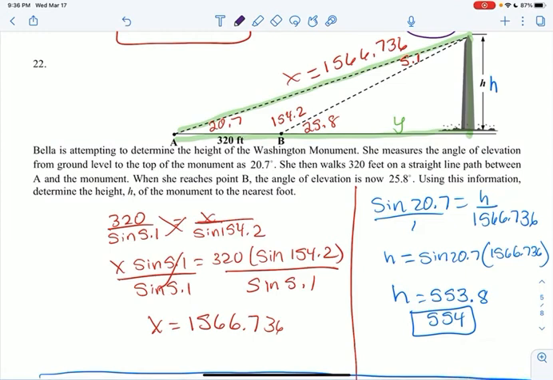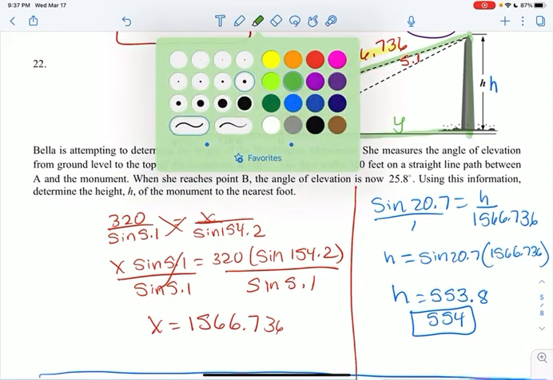But I basically found the missing angles. So if this is 25.8, I subtracted from 180 to get 154.2. So remember, this is the angle and this is the side. These guys, I'll highlight them so they match up with each other. I'm going to use law of sines. And then if I know that bottom angle is 20.7, then that leaves 5.1 for the top.